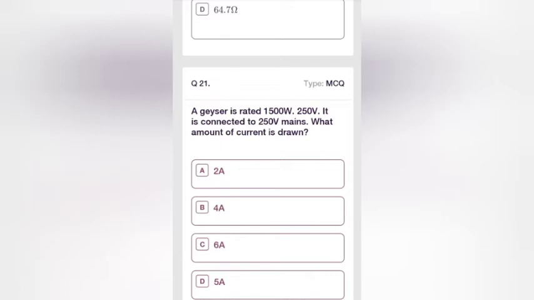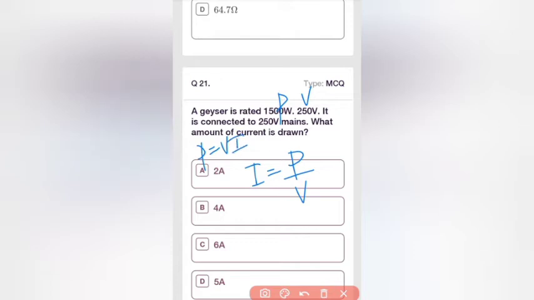A geyser is rated 1500 watt 250 volt connected to 250 volt main. What amount of current is drawn? So here in this case, power is given, voltage is given. We need to find current. So current is equal to power by voltage. Since we know power is equal to product of voltage and current, from this we can get this. So 1500 is the power divided by voltage, which is 250. Okay, so if we divide, we will be getting 25 6 are 150. So 6 amps is the correct answer.